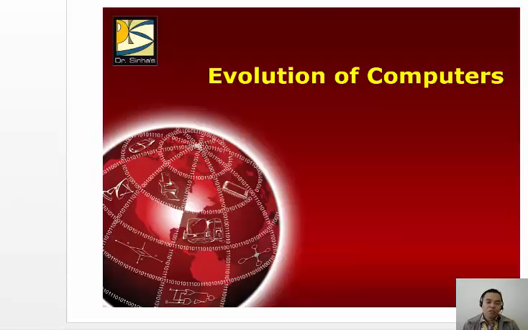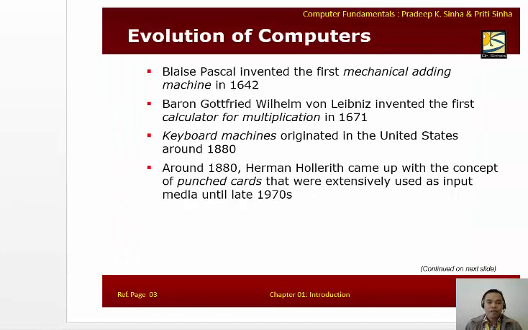Let's move to the evolution of computers. You have heard about the abacus. The abacus is a manual computing device designed by the Chinese a long time ago. That particular device can compute mathematically. From that concept, here comes the first mechanical adding machine, in 1642, invented by Blaise Pascal. And in 1671, Baron Gottfried Wilhelm von Leibniz invented the first calculator.